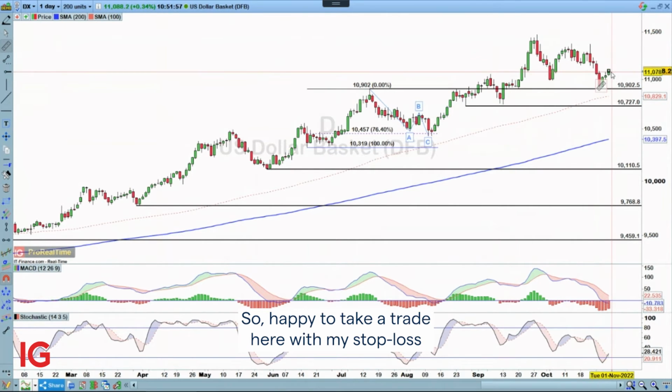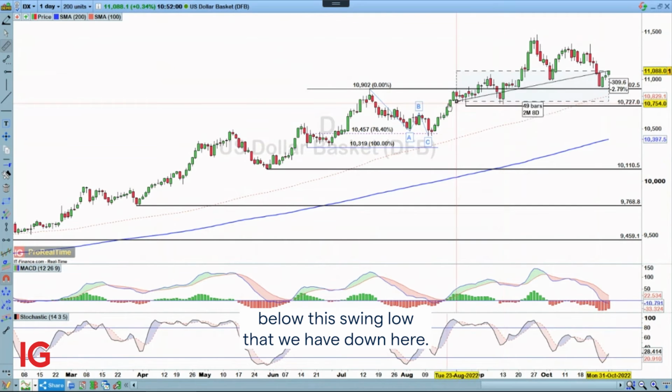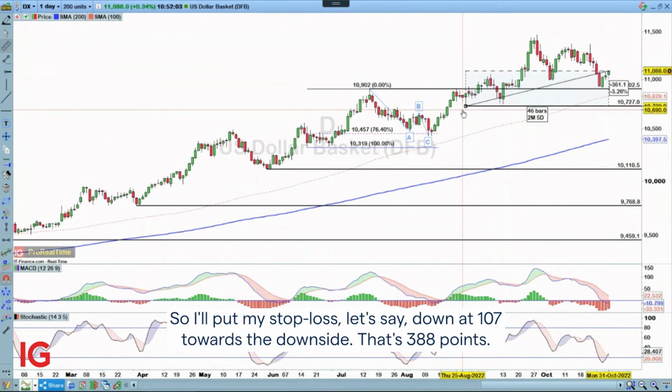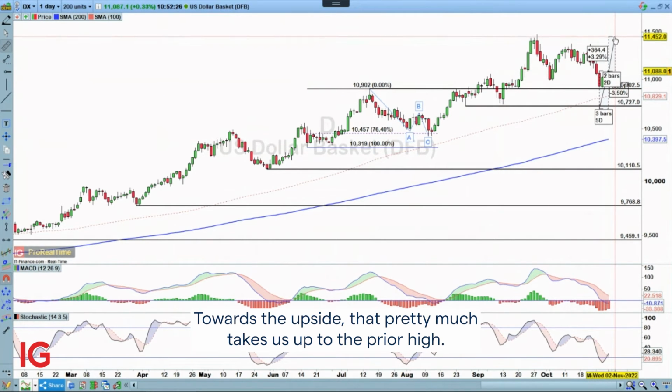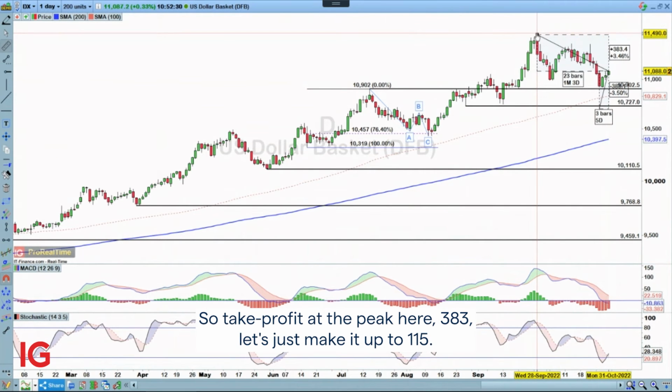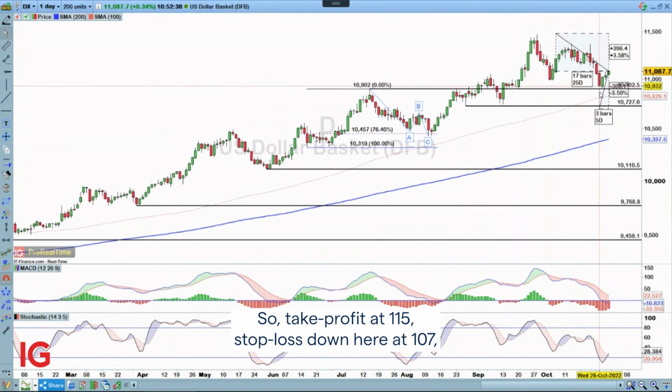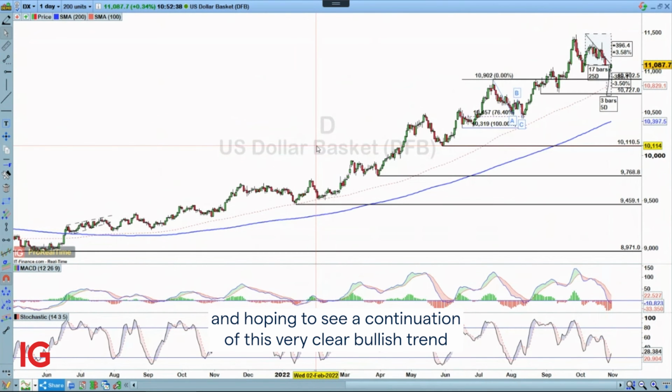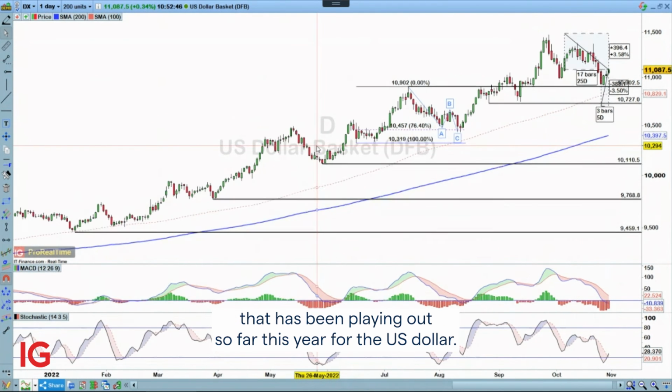So happy to take a trade here with my stop loss below this swing low that we have down here. So I'll put my stop loss, let's say, down at 107 towards the downside. That's 388 points. Towards the upside, that pretty much takes us up to the prior high. So take profit at the peak here, 383. Let's just make it up to 115. So take profit at 115, stop loss down here at 107, and hoping to see a continuation of this very clear bullish trend that has been playing out so far this year for the US dollar.